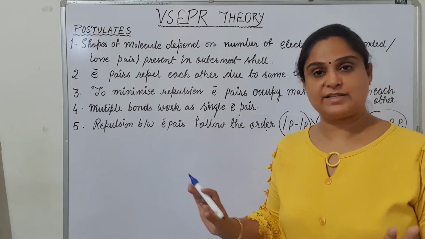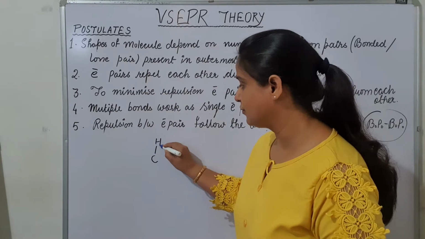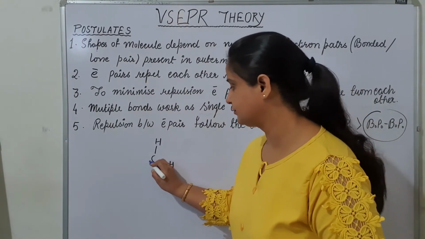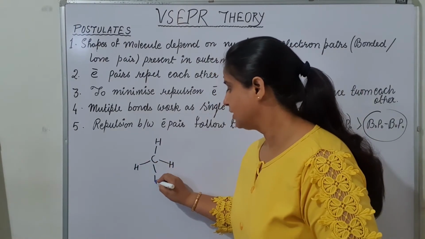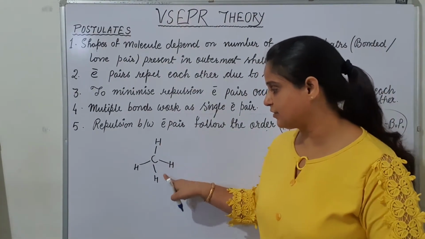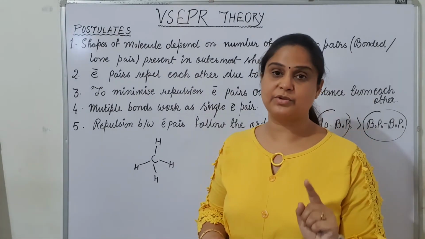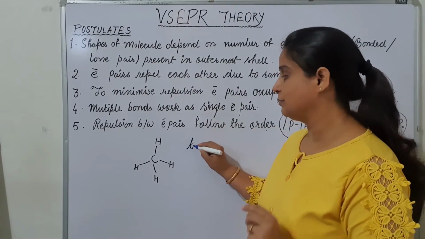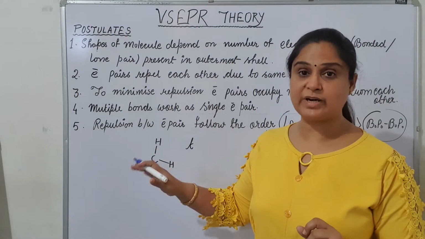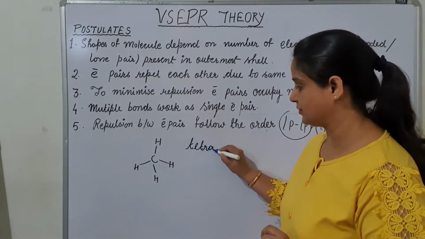So let's see how this happens. I am taking the example of CH4. Here one C is connected with 4 H. I have already told you, the only way to maintain the maximum distance among the 4 atoms from the center is the tetrahedral structure.